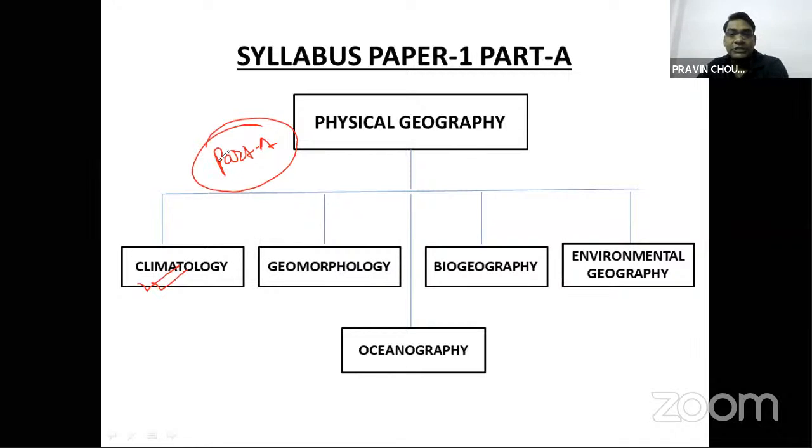So physical geography is part A, divided into five subtopics. One is called climatology. Another is called geomorphology. Those who are very new to geography optional may not know what climatology is. When we study climate and the atmosphere, we call it climatology. Geomorphology is when we study geomorphic processes. Whatever things are present on the earth's surface, mountain, plateau, plain, how every process and pattern was formed, how mountains were formed, how rivers and valleys were formed, all these things we study in geomorphology.